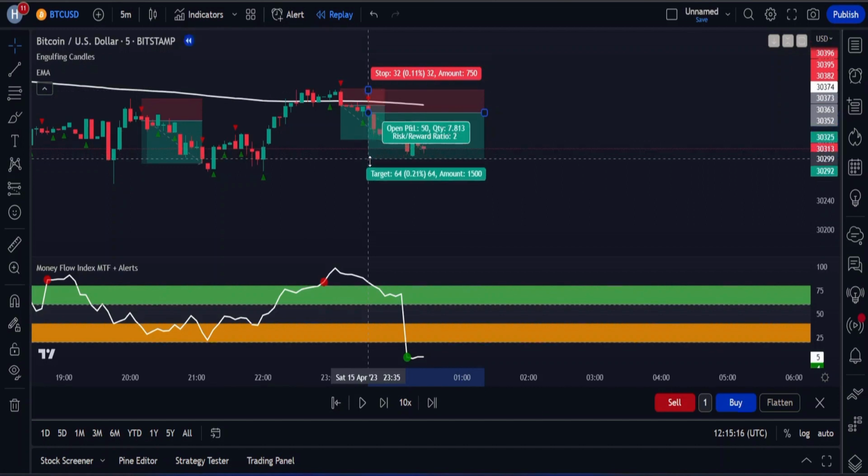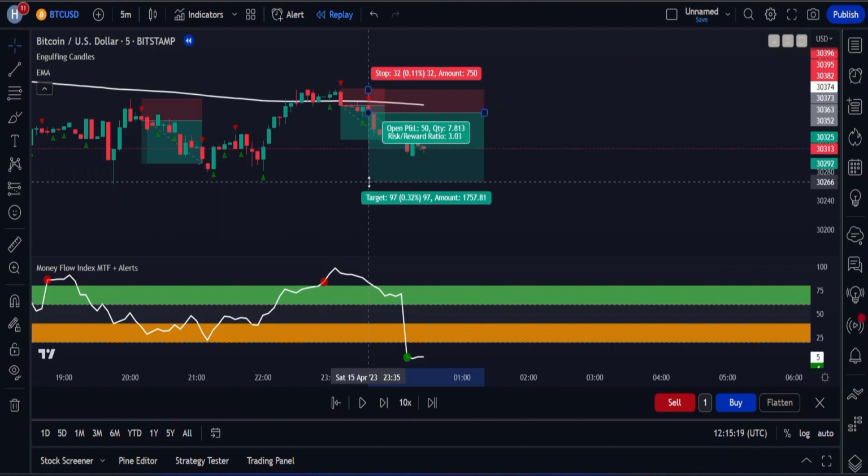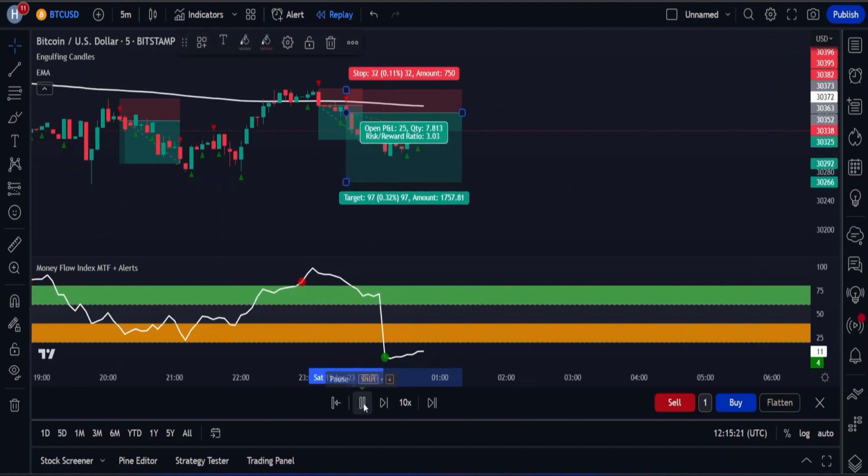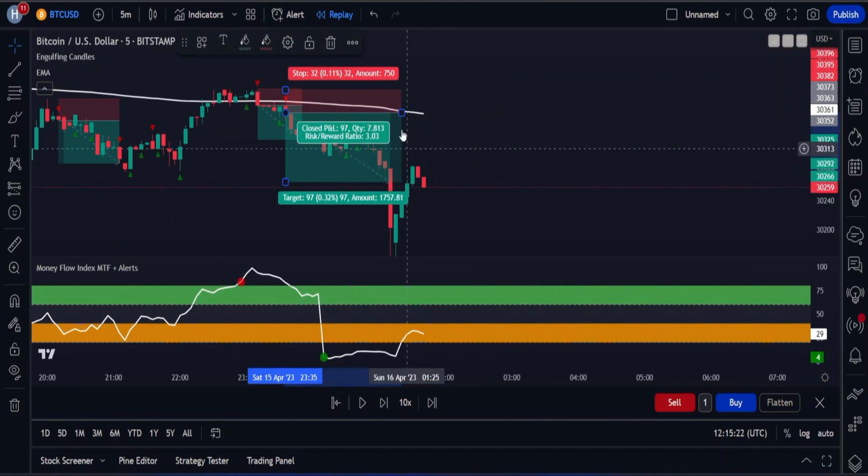Remember, no trading strategy is perfect or guarantees success. It's essential to backtest and demo trade the strategy before using real money. So that's going to be it for this strategy.